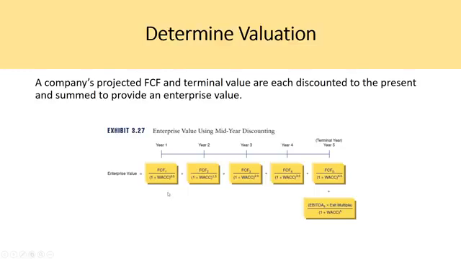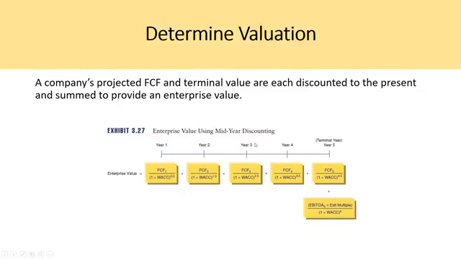Now we assume this is mid-year discounting because it's raised to the power of n minus 0.5. So it would be 0.5, 1.5, 2.5, 3.5, and 4.5. If this was year-end discounting, this would be 1, 2, 3, 4, 5, right? Because it's n minus 0.5. And so we have our weighted average cost of capital.